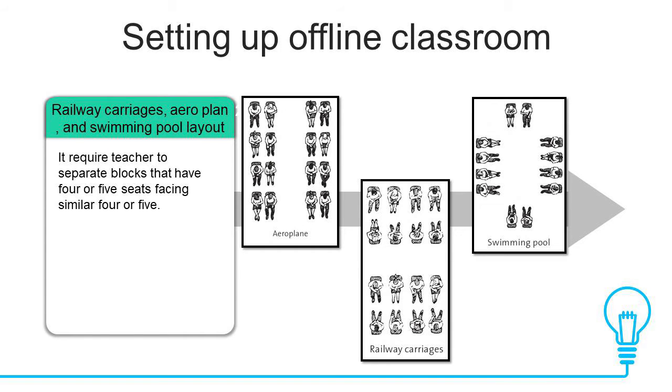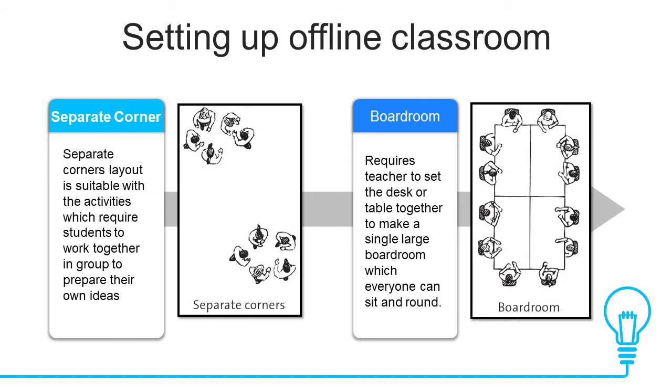The second is railway carriage, aeroplane and swimming pool layout. It requires teachers to separate blocks that have 4 or 5 seats facing a similar 4 or 5. Activities such as social interaction and conversation accord with this kind of layout. The third is separate corners layout. Separate corners layout is suitable for activities which require students to work together in groups to prepare their own ideas before coming back together for a meeting discussion, such as designing solutions, making plans, simulation, mock election, and others.